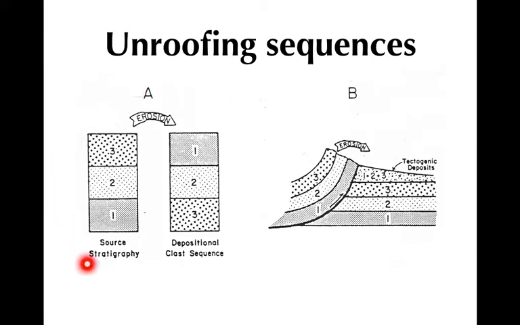So this process here is called an unroofing sequence. Basically, you have an ordered stack of rocks in the source, and you get clast types that are stacked in reverse order in the basin.